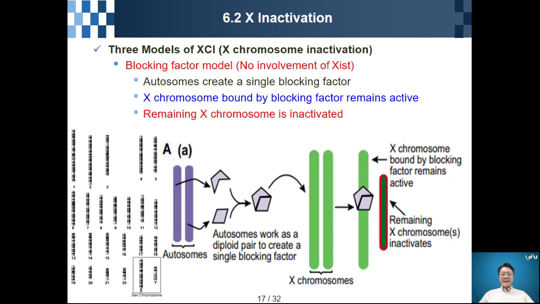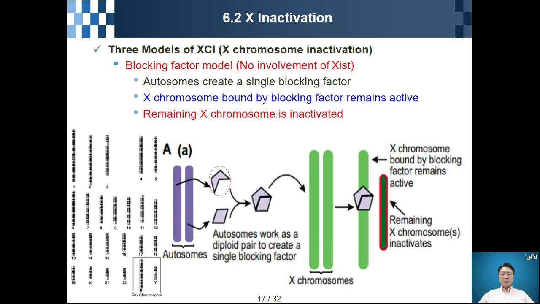In this slide, I will explain the second model of X chromosome inactivation. The second model is the blocking factor model. There is no involvement of cis non-coding RNAs. Our human chromosomes have the autosomes and the sex chromosomes. For example, in this case, this autosome creates a single blocking factor.